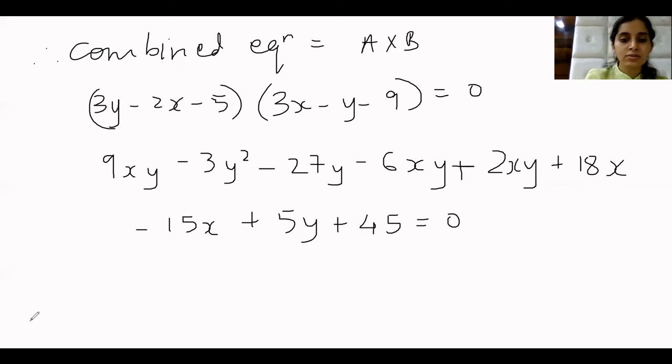Okay, one x square term is missing. We have not put it. Minus 2x into 3x is what we have not added. So let's just add that here. Let me check once. 9xy minus 3y square minus 27y, and this should have been minus 6x square. Okay, yes, equal to 0.